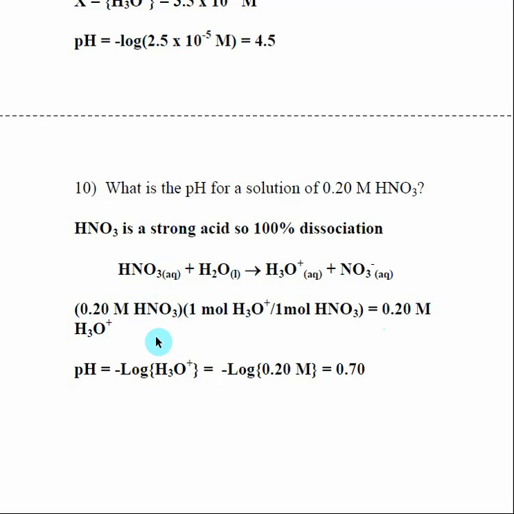In this case, all I have to do is take the negative log of that concentration of hydronium. So we want to find the pH. That's equal to the negative log of the concentration of hydronium. That was given in the original question here. We just needed to realize that these two numbers are the same. I take the negative log of 0.20, I get a pH of 0.7.